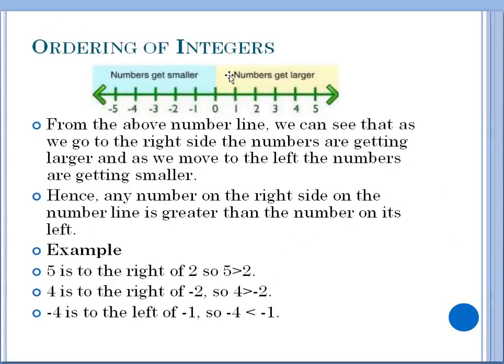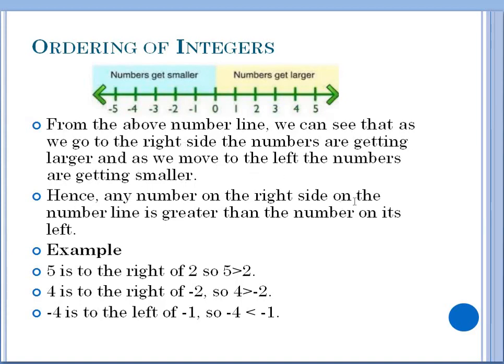Now ordering of integers. Ordering means comparison of two integers or more than two integers, and writing in ascending or descending order, whichever order is asked. Now from the above number line we can see that as we go to the right side, the numbers are getting larger, and as we move to the left side, numbers are getting smaller in their value.